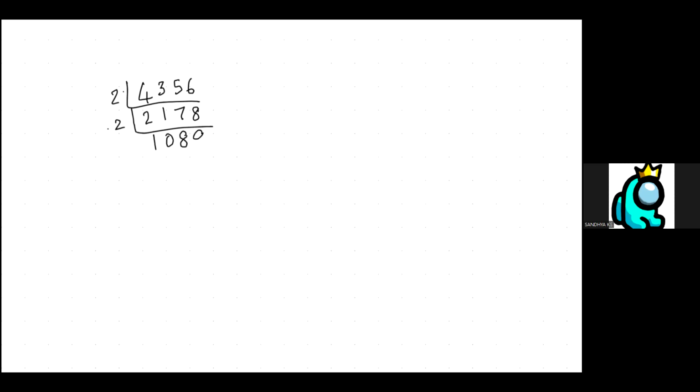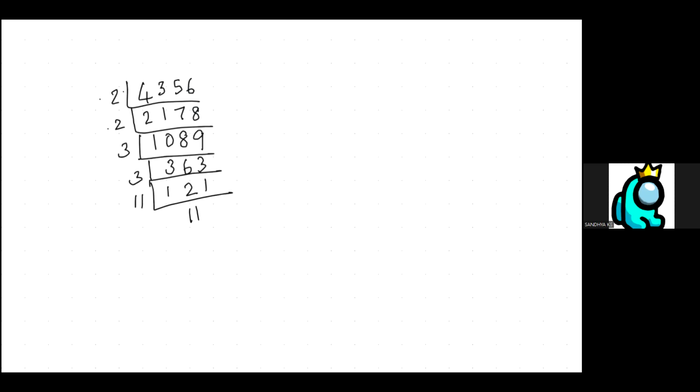So it will become 8 2s are 16, 9 2s are 18. Then 1089. Is it divisible by 2? No, because it is not an even number. So now you need to check the divisibility of 3. 1 plus 8, 9. 9 plus 9, 18. That is a multiple of 3. So you can divide with 3. 3 3s are 9. Then 6 3s are 18. 3 3s are 9. Again it is divisible by 3. 1 3 is 3. 2 3s are 6. 1 3 is 3. Again 121. With what number? It is divided by 11. So 11 11s are 121.